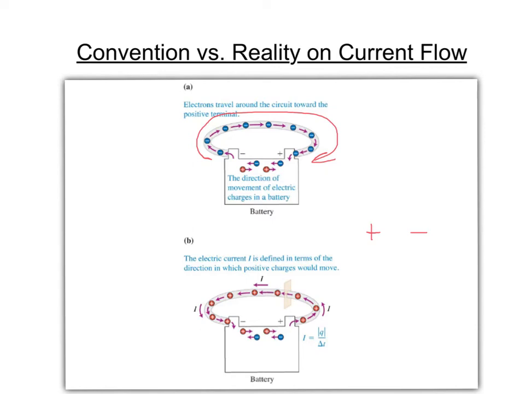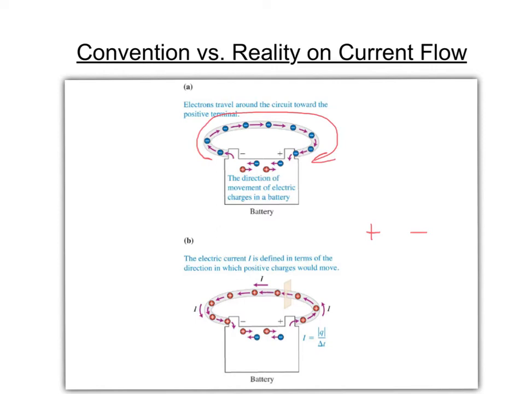Unfortunately, that's not true, and after that was discovered, the convention had already been established for many decades, so it just stayed that way. And so that's just the way that I will show you as I analyze these circuits. From now on, just know that we always define current as the direction that a positive charge would move.